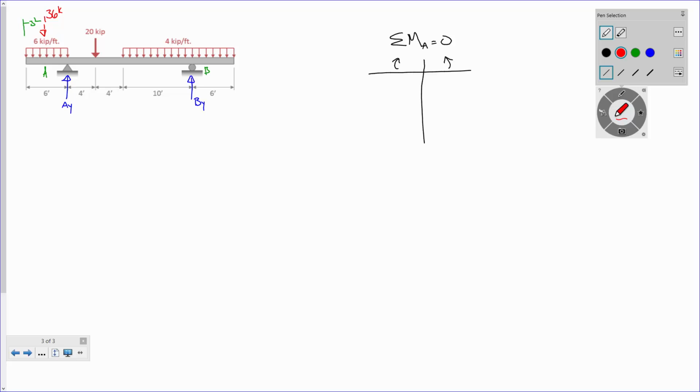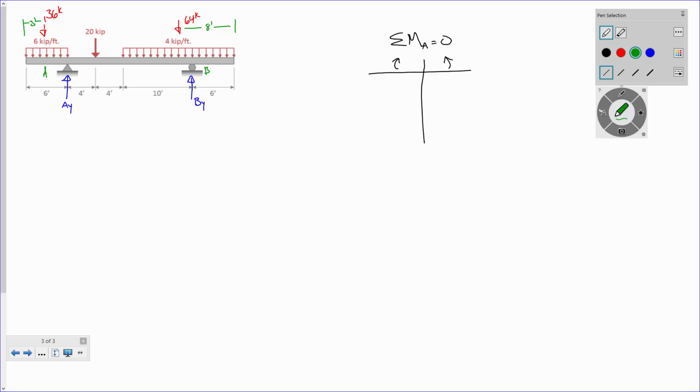What about this 4 kips per foot? It's 4 kips per foot acting over a distance of 16 feet, and that is 64 kips. From the edge of the beam, how far is that? 8 feet.